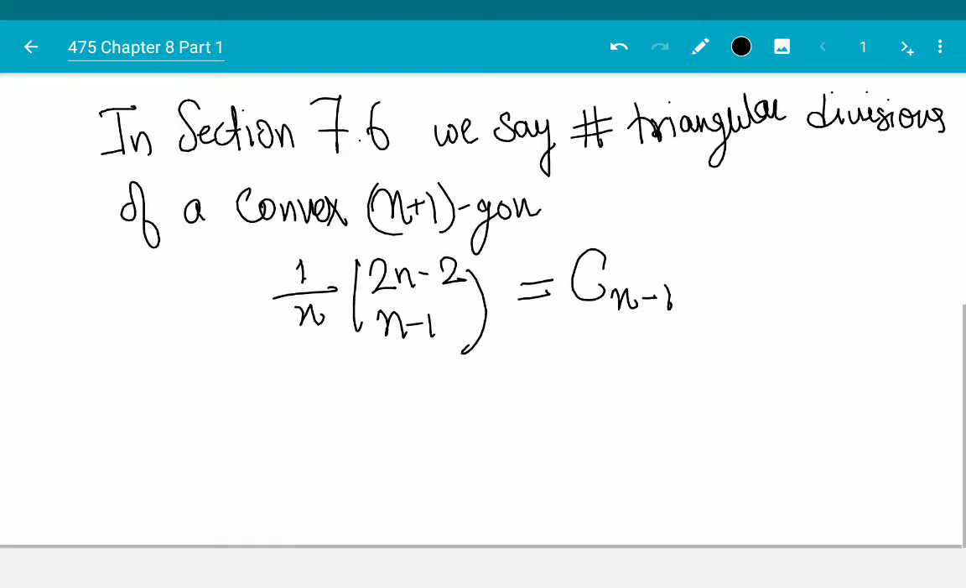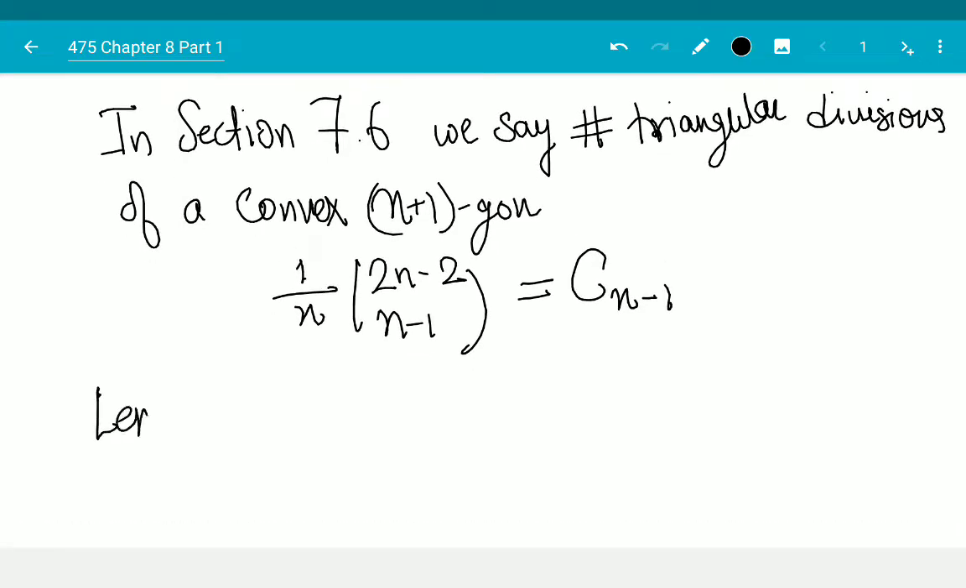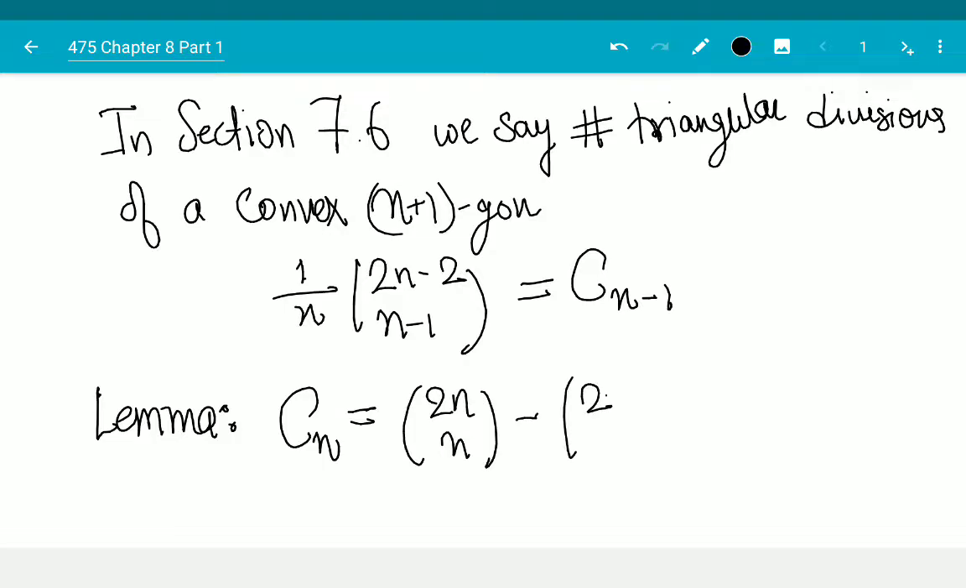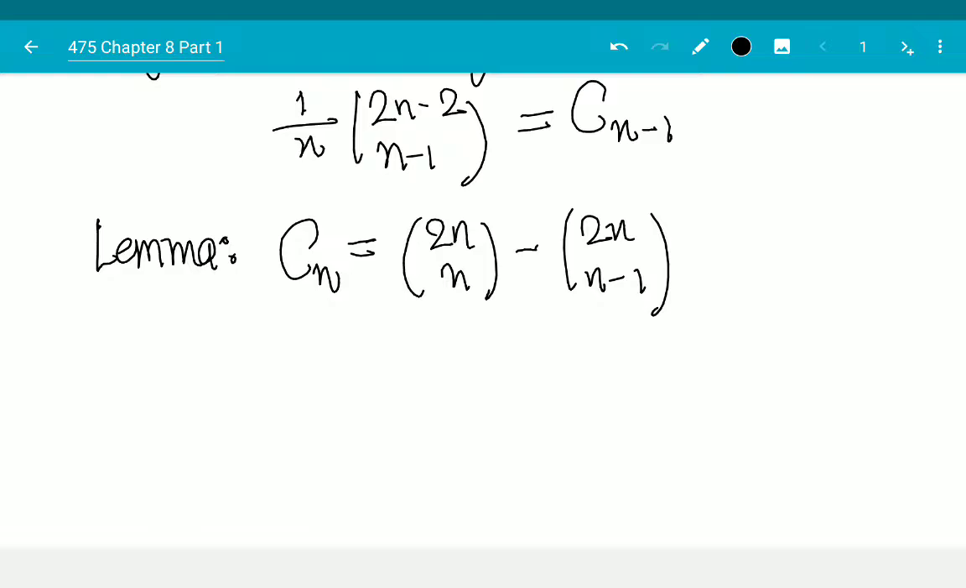For example, lemma. Well, Catalan numbers are nice. They're exactly of the form 1 over n plus 1 times this thing. But there's another way to write these. Cn is equal to 2n choose n minus 2n choose n minus 1.